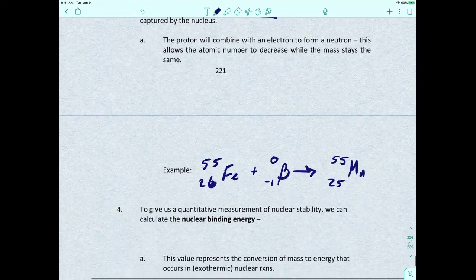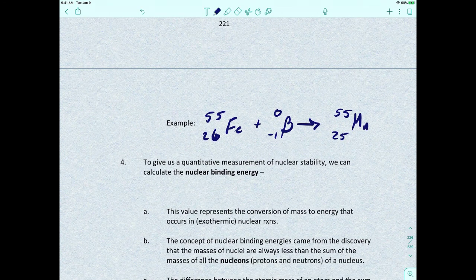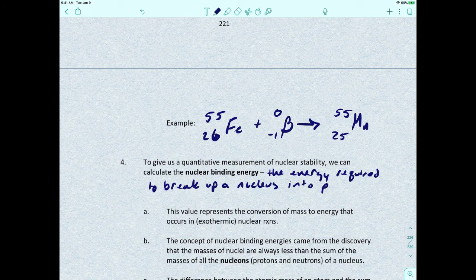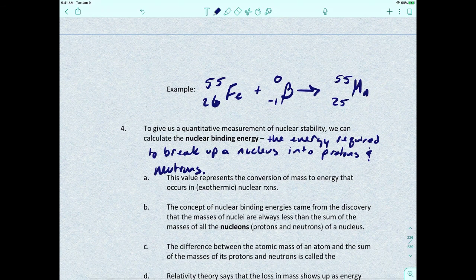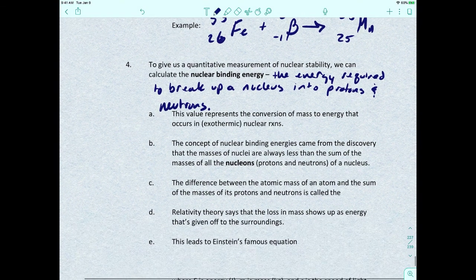We can look at this from another point of view by measuring something called the nuclear binding energy. This is the energy required to break up a nucleus into protons and neutrons. And this value represents the conversion of mass to energy that occurs in exothermic nuclear reactions.